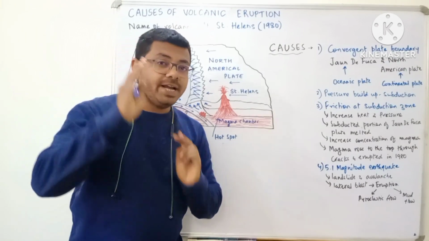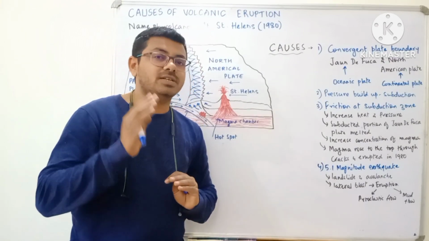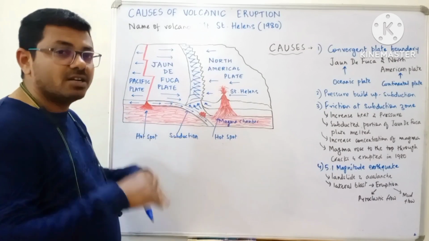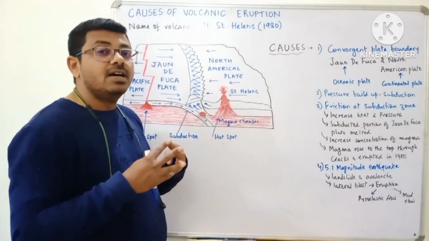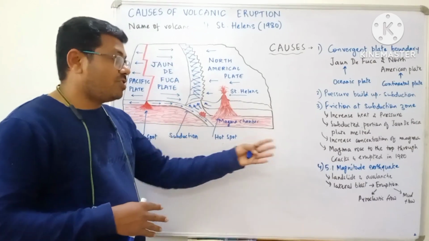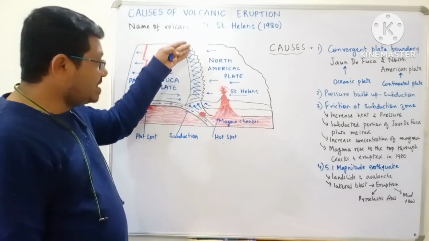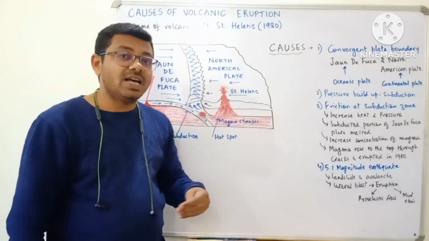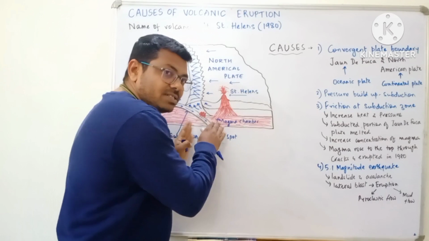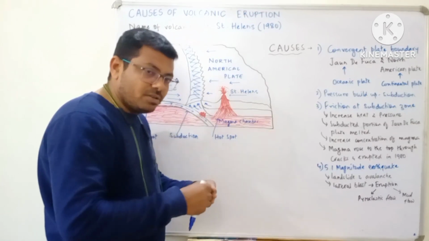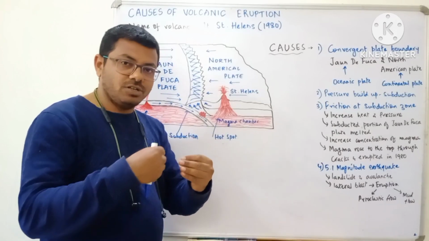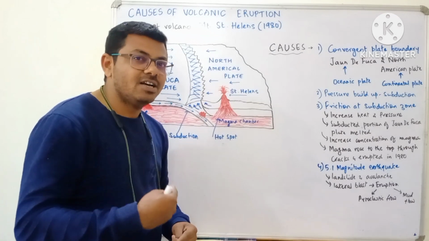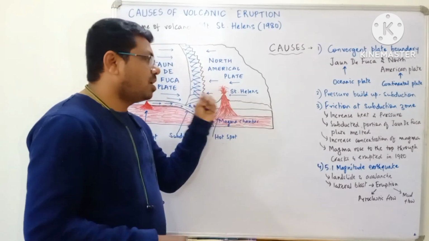On 18th May 1980, early in the morning, there was an earthquake of 5.1 magnitude in this region, because of the subduction and the convergent boundary. Due to that earthquake, there were landslides and avalanches in this region. The avalanches and landslides added pressure. So the pressure buildup under the North American plate was enormous, and that led to the eruption of Mount St. Helens.